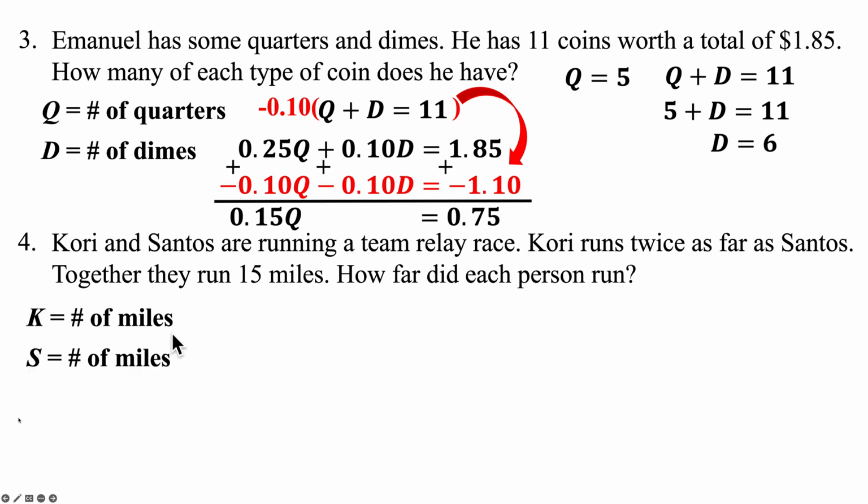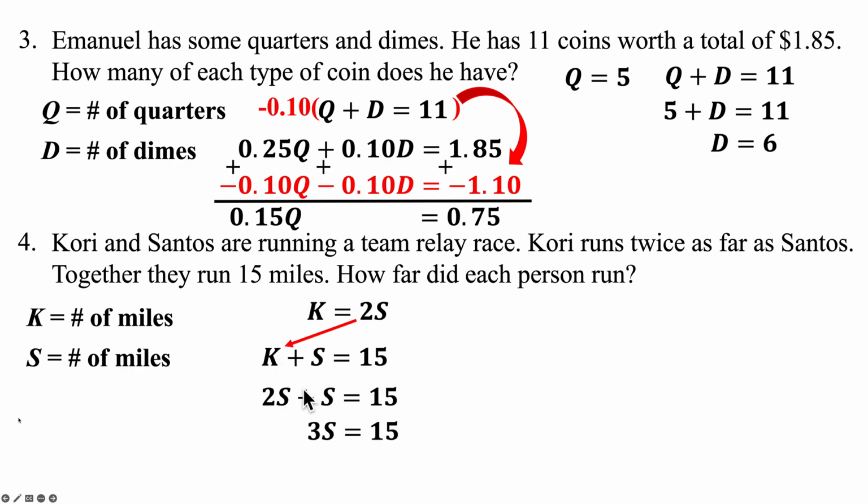K plus S has to equal 15, and it said Corey runs twice as far as Santos. So Santos went the least amount, so we have to multiply Santos's miles by 2. And like we said, K plus S equals 15. All right, this is a substitution. You have the K by itself. Substitute it in for K.